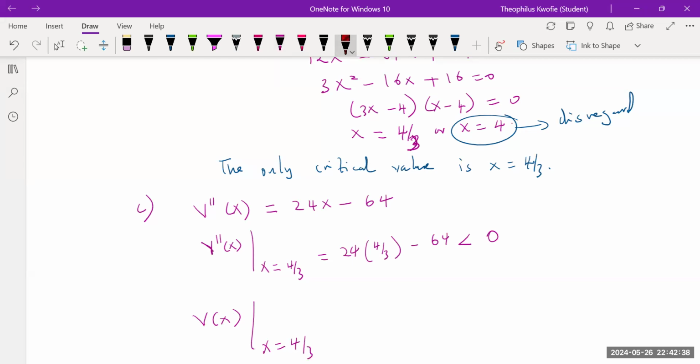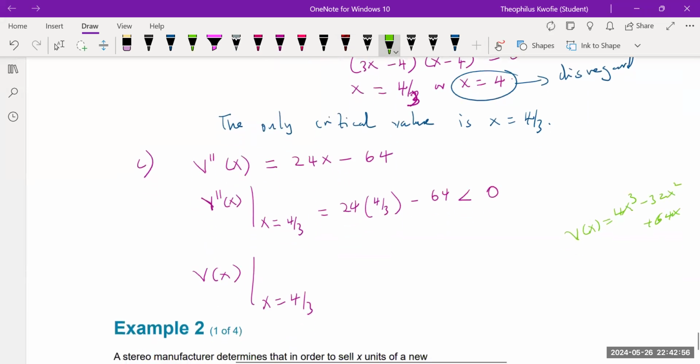And what is the main function? The main function V of x was given as what? 4x to the power of 3 minus 32x squared plus 64x. Is that okay? This was the main function.